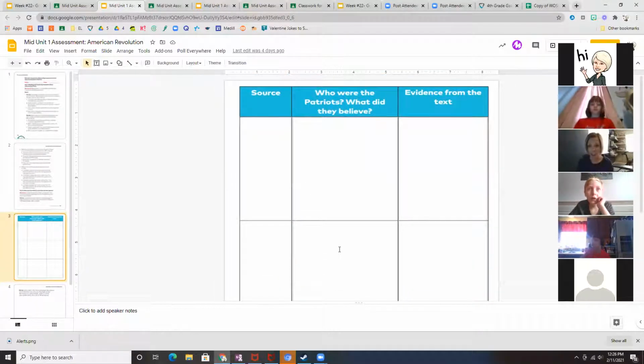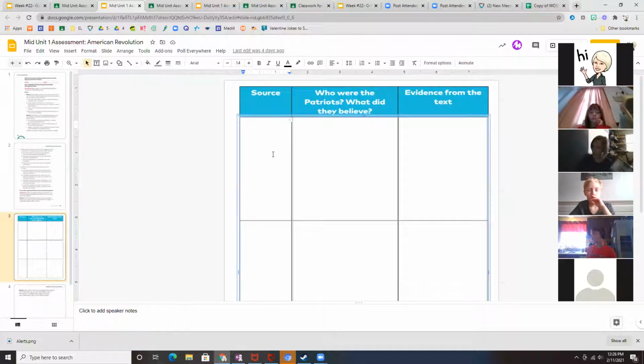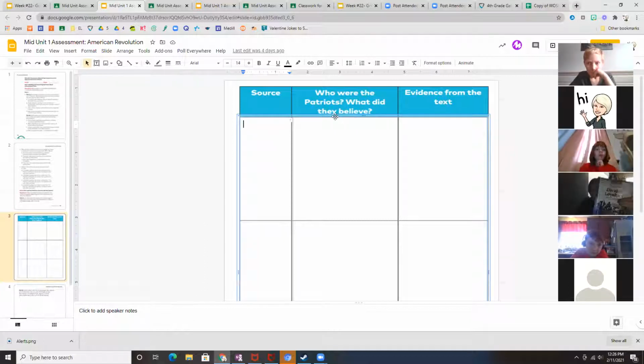All right, so this note catcher looks exactly like the one we did yesterday. So if you did all of that work from yesterday, you are good to go and you can use that. And the stuff that we did together is in the note catcher in this lesson for you. So you are going to add something from Divided Loyalties that tells you who the Patriots were and then what did they believe.